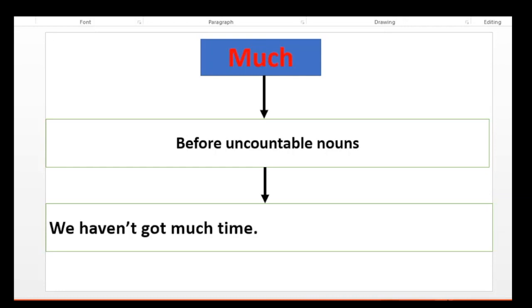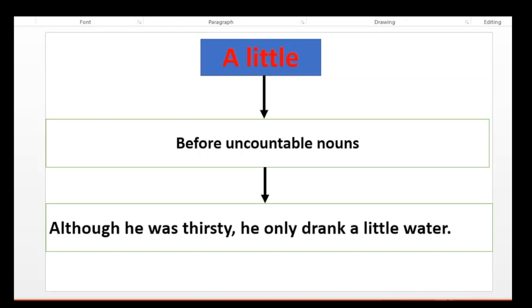Much. Much is used before uncountable nouns as well. We haven't got much time, much money, much honey, much tea, much water, much information. A little is used before uncountable nouns. Although he was thirsty, he only drank a little water, a little tea, a little sugar, a little honey. So a little is used with uncountable nouns.